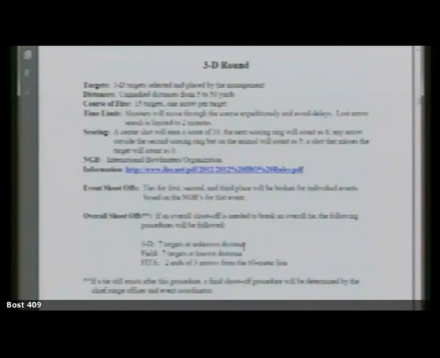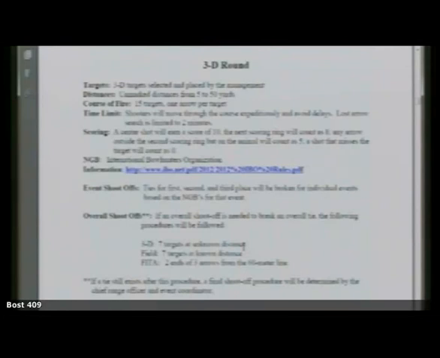Event shoot-offs. This is for event-specific shoot-offs. Ties for first, second, and third place will be broken for individual events based on the NGBs for that event, going back to the national governing body. Each governing body has a specific shoot-off. Overall, however, overall shoot-offs will be used in order to break an overall tie.